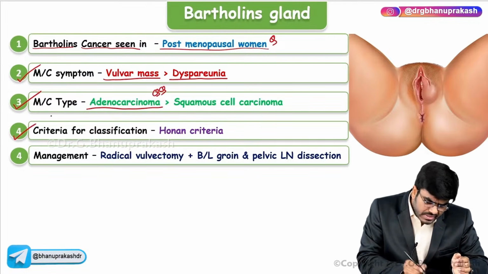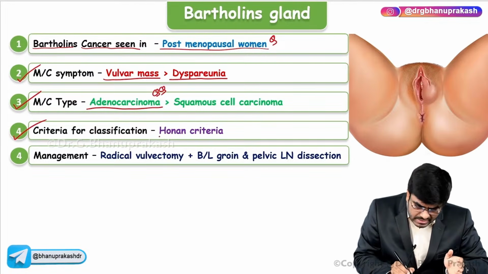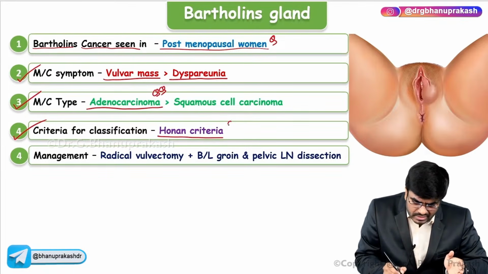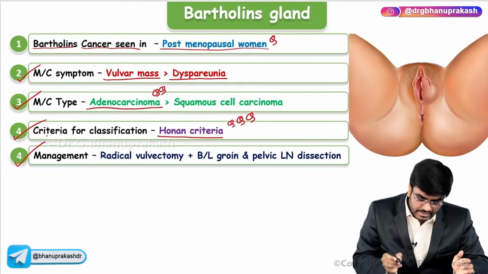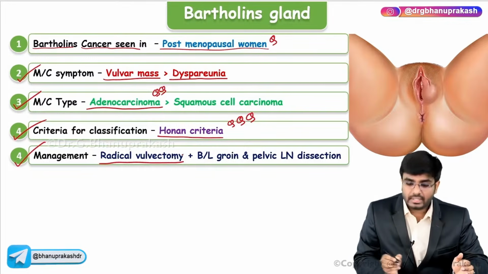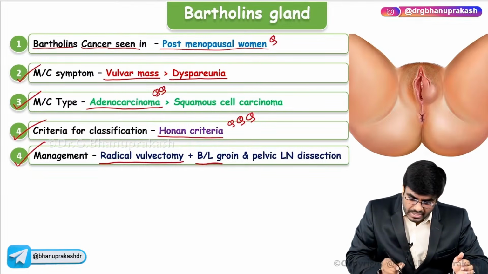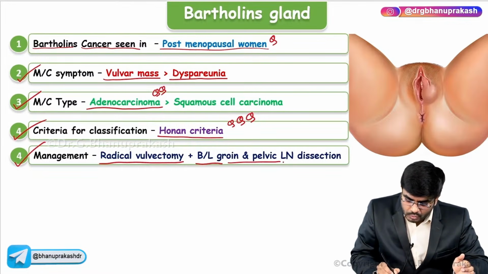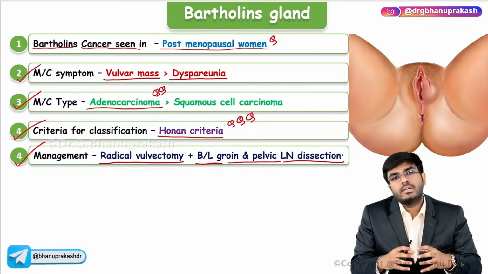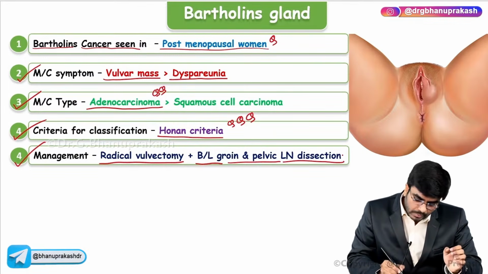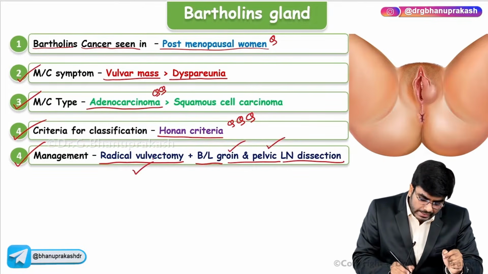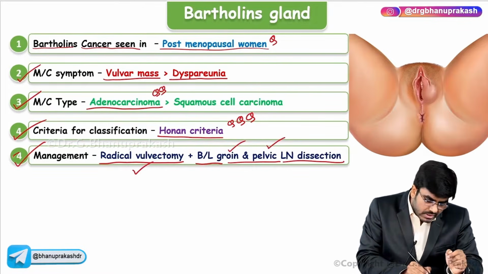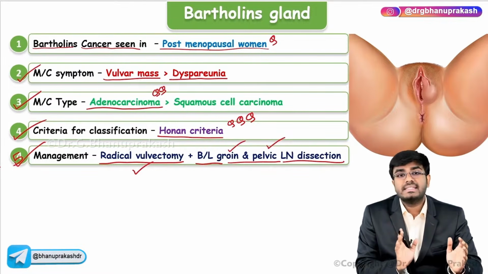Now, what's the criteria for the classification? See, these are just single-liners like MCQs, like Honan's criteria. Honan's criteria is used for the classification. And what's the management? The management is a radical vulvectomy plus bilateral groin lymph node dissection. Why? Because the cancer is going to spread to those lymph nodes. So you are removing the groin lymph nodes and pelvic lymph nodes along with doing radical vulvectomy. Okay, so these are some important points about Bartholin's cancer.